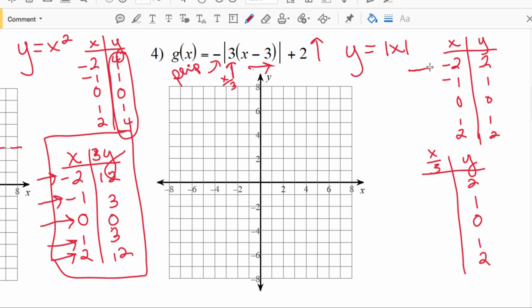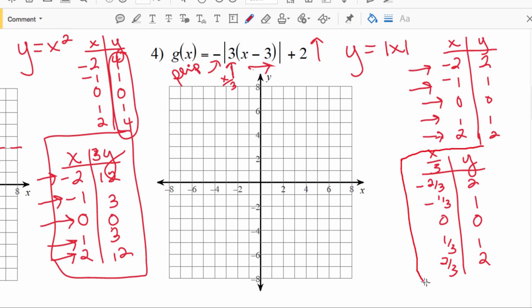So -2 divided by 3 is -2/3. -1 divided by 3 is -1/3. 0 divided by 3 is 0. 1 divided by 3 is 1/3. And then 2 divided by 3 is 2/3. And so this is our new shape. All the x movement has been thirded. And then we are going to move to the right 3 and up 2 and draw on our new XY axis.